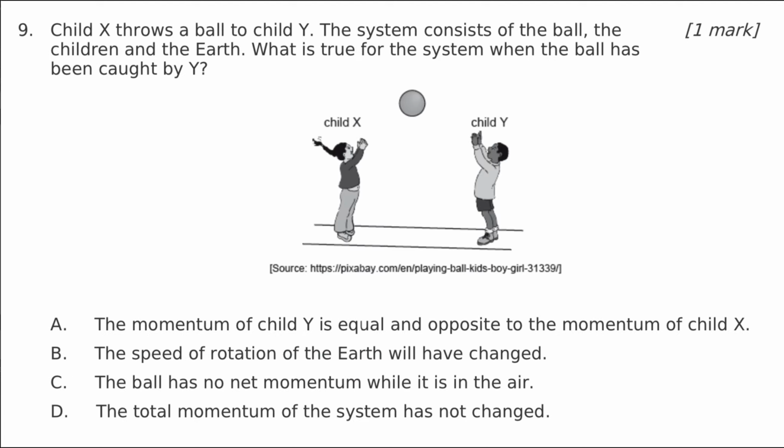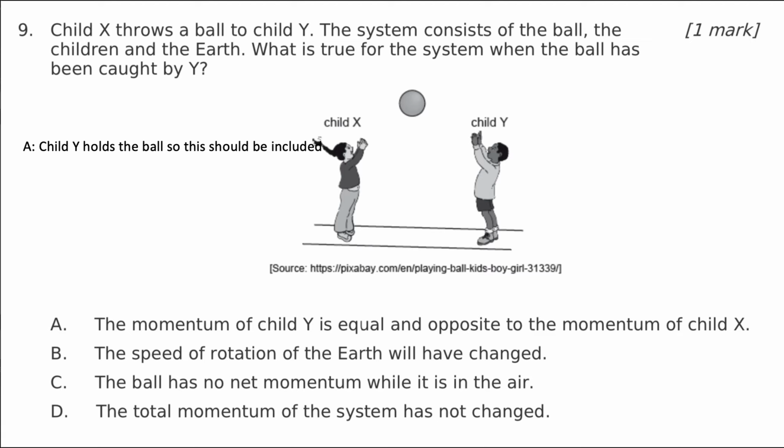Again, another very tricky one because it requires a lot of thinking here. Okay, we'll go through the statements and try and rule them out. Okay, we've got a child X throwing a ball to child Y. The system consists of the ball, the children, and the Earth. What is true for the system when the ball has been caught by Y?